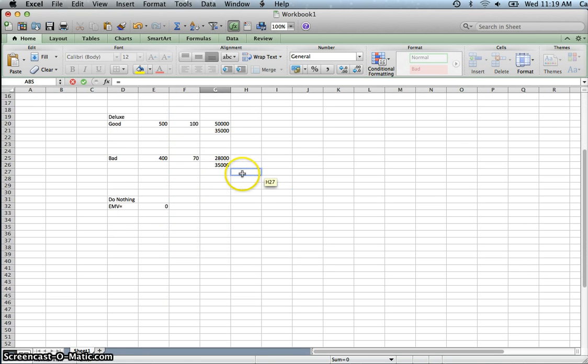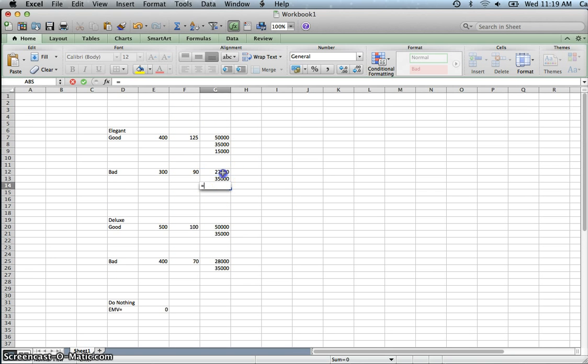Once again, revenue minus the cost. So if we did the elegant but the market was bad, we would actually lose $8,000. So let's take a look at the deluxe. We have our revenue, we minus our cost, we make $15,000, and we go down here and same thing. If the market was bad, we bring this in and we would subtract our cost, and we'd lose $7,000.